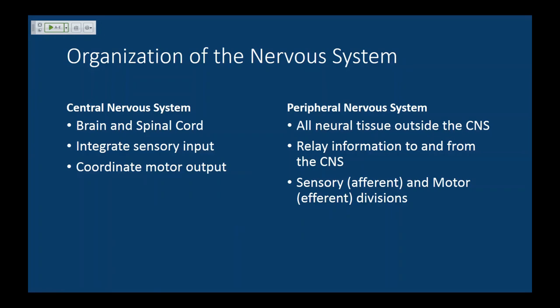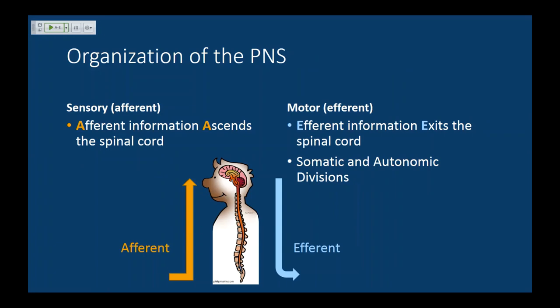The peripheral nervous system can then be further subdivided into the sensory or afferent branch and the motor or efferent branch. So here's how I remembered this. The sensory or afferent branch, afferent information, ascends the spinal cord. It's coming from a sensory organ, going up toward the brain, whereas the efferent motor branch will exit the spinal cord and go toward muscles to help you move and stuff.